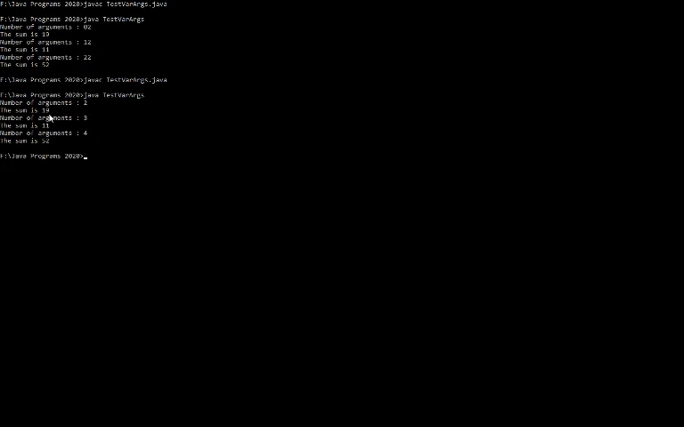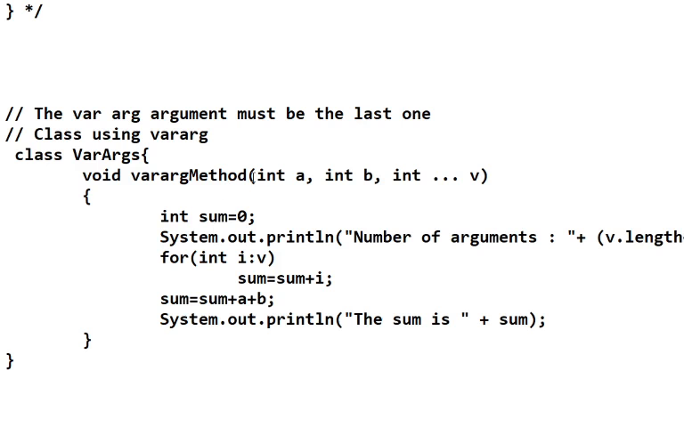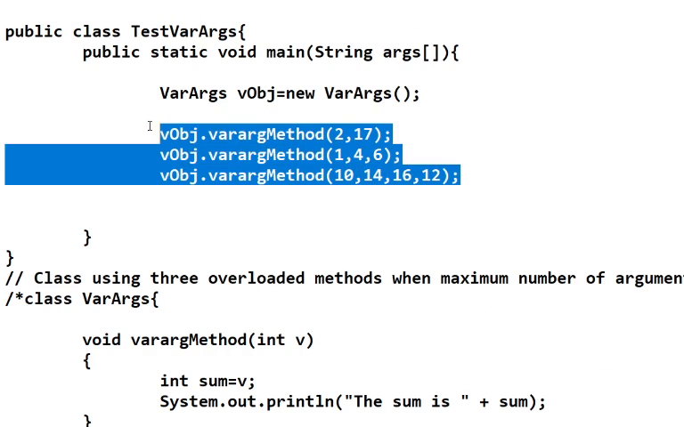So it is 2, sum is 19, 3 and 4. So in this example, even though it is using a variable length argument, 2 arguments are compulsory. The number of arguments here should always be 2 or more. So 2 or more, that's why 2 or more.